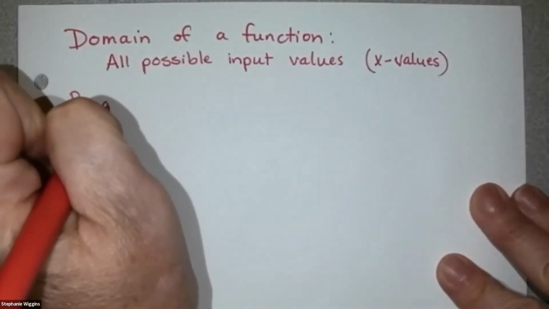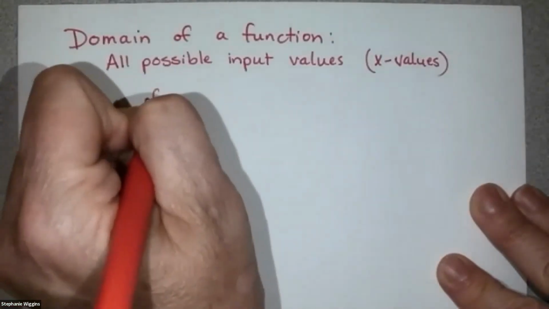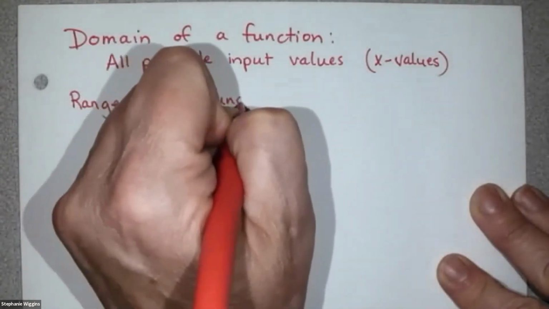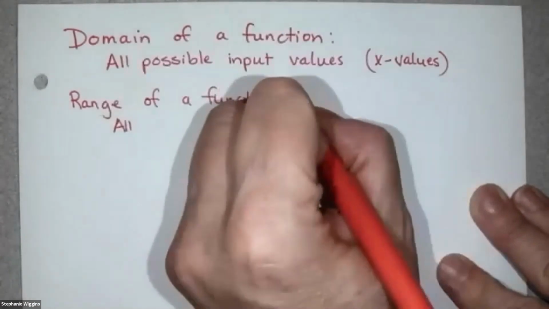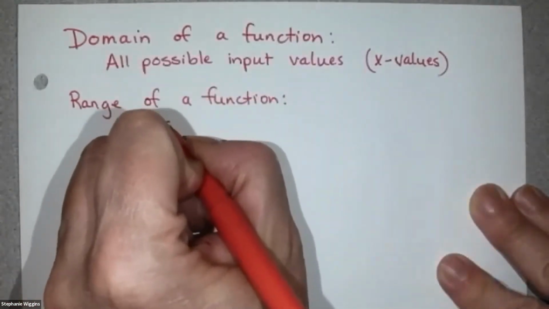The range of a function is all possible output values.